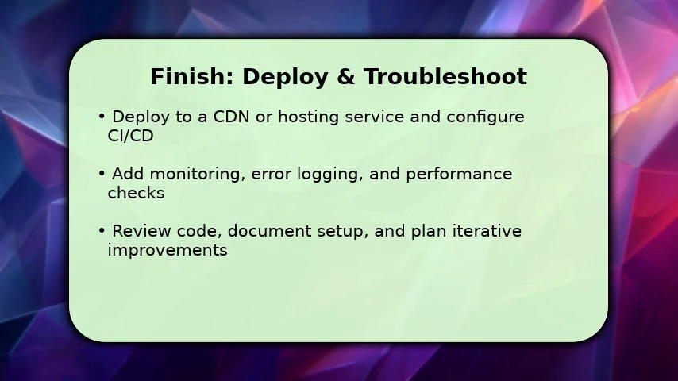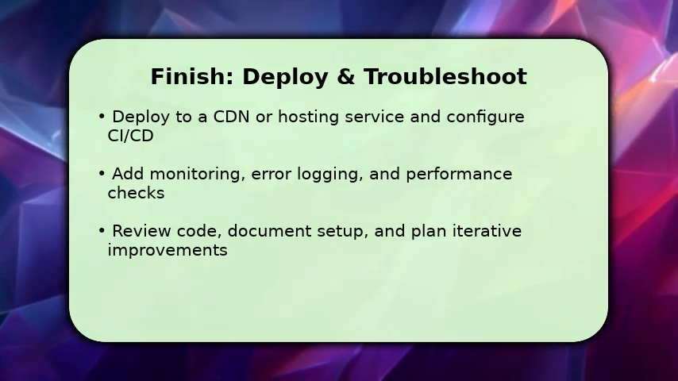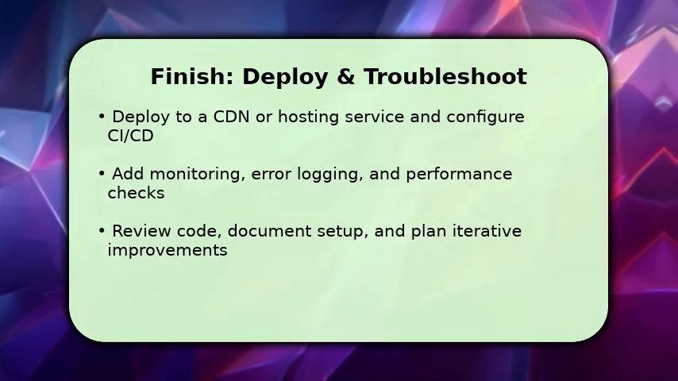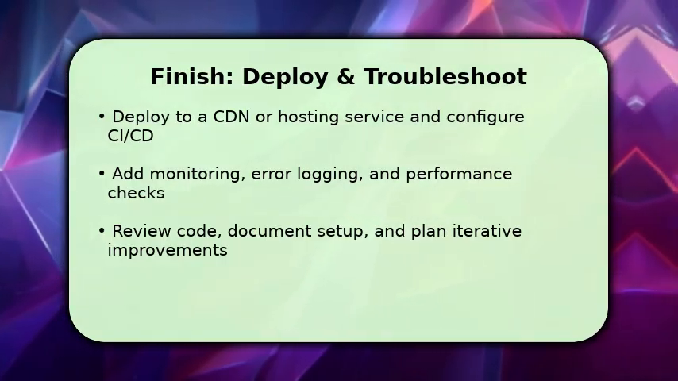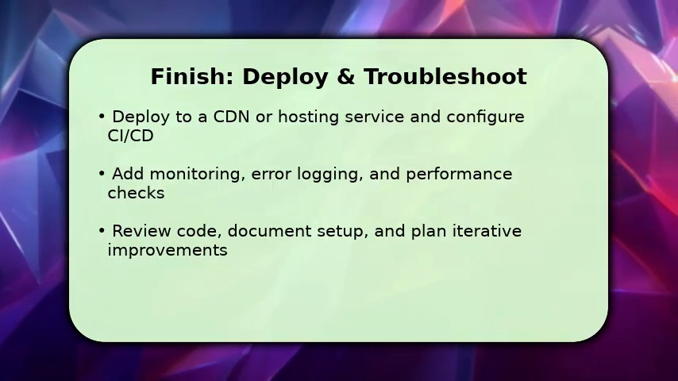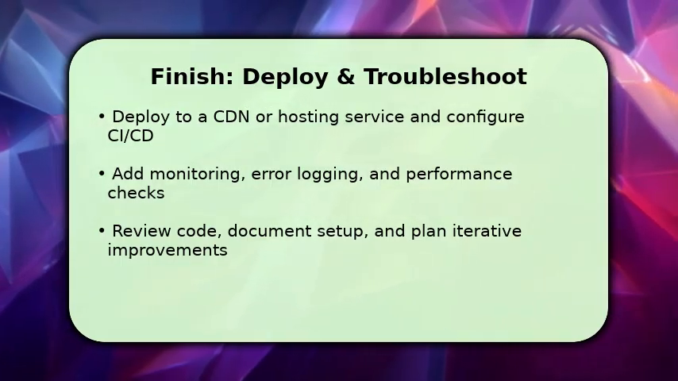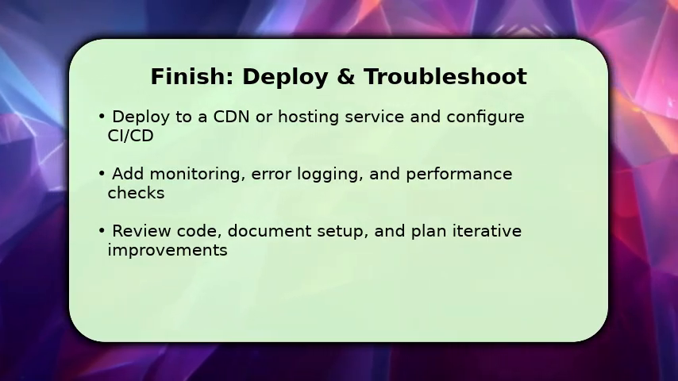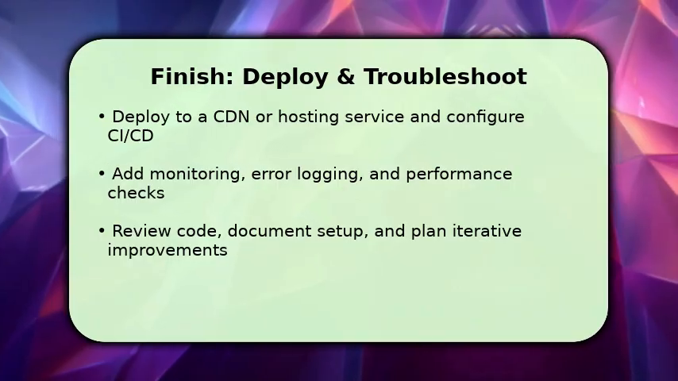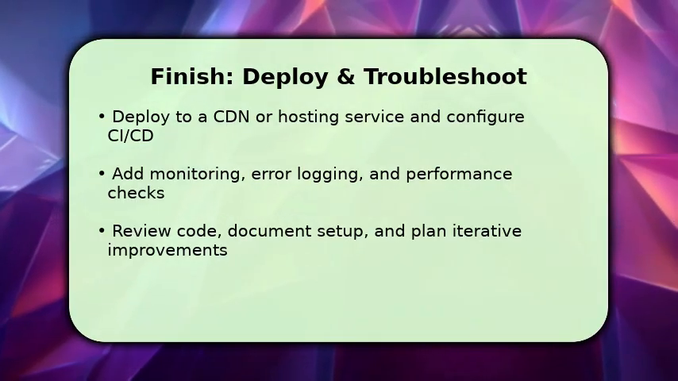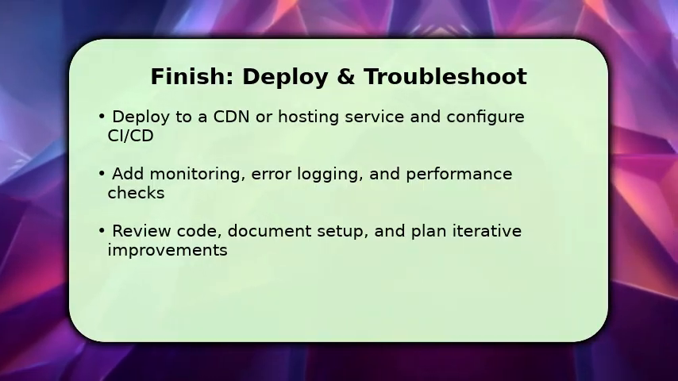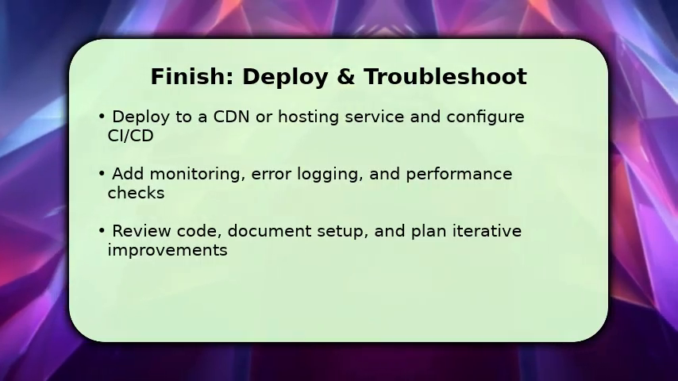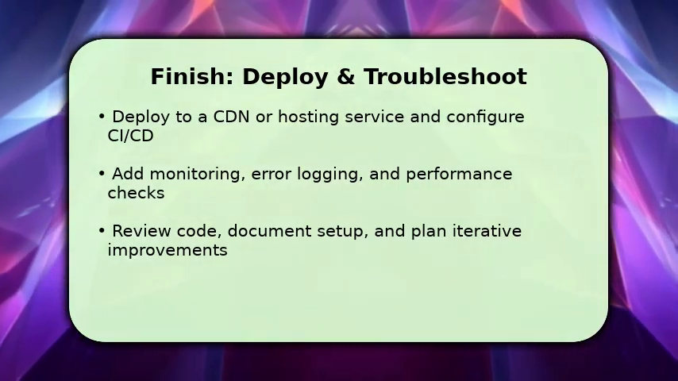To finish, deploy your app so it's live and observable. Choose a CDN and hosted build or hosting provider, wire up CI/CD for automated builds, and enable logging and basic monitoring so you see errors and performance metrics in real time. Once deployed, run lightweight load and accessibility checks, then document environment setup and common commands. If something breaks, first reproduce locally, check logs, then bisect commits. This systematic approach finds the root cause quickly and teaches resilient practices for future projects.